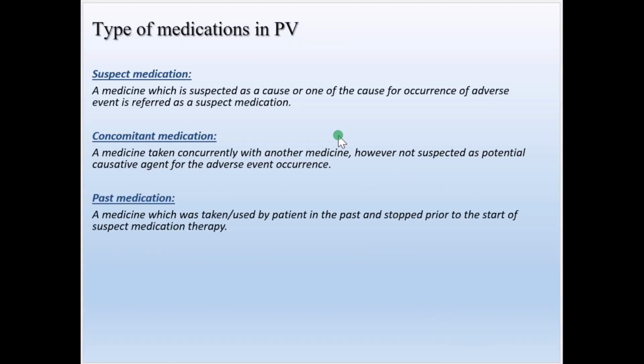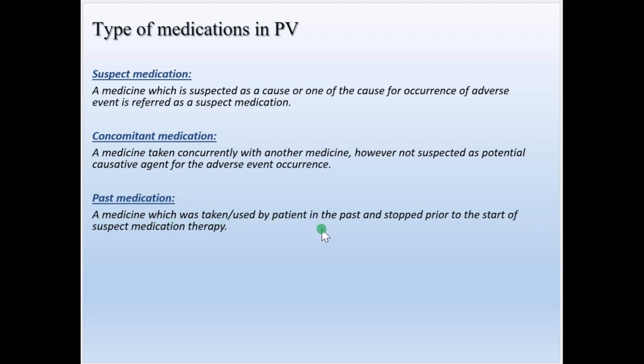Let's see some other common terminologies used in PV. Suspect medication, concomitant medication, and past medication. We usually come across these types of medication categories while processing a case, or even while doing analysis of signals and risks in PV. A suspect medication is a medicine which is suspected as the cause, or one of the causes, for the occurrence of an adverse event. And concomitant medication means a medicine that was taken concurrently along with another medicine, however not suspected as a potential causative agent for the adverse event occurrence.